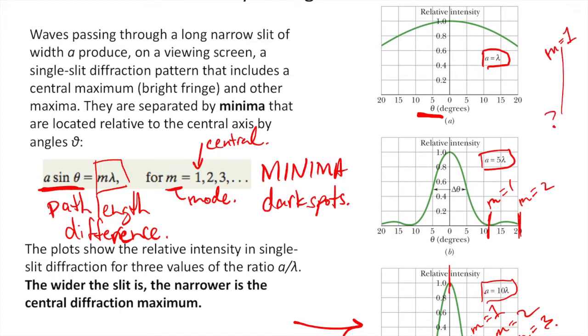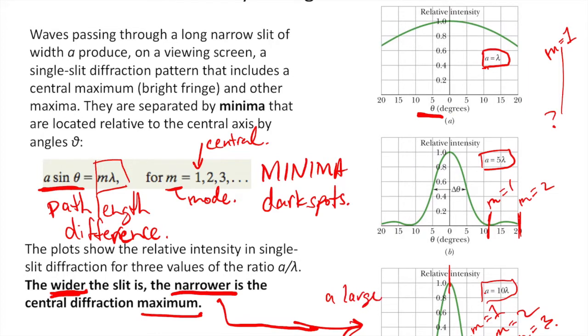Right, but we don't see it on this graph because it's so far away, because a equals lambda. So it depends on lambda, or really it depends on a. The wider the slit is, the larger a is, then the narrower the maximum. So that's why this one on the bottom, a is large.